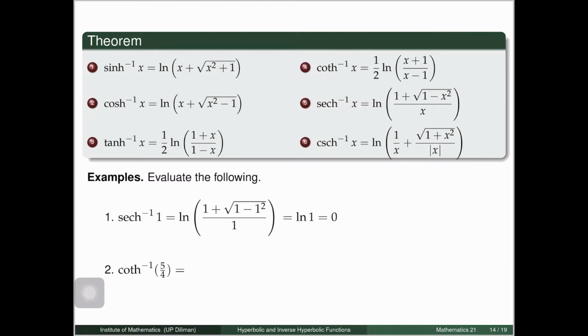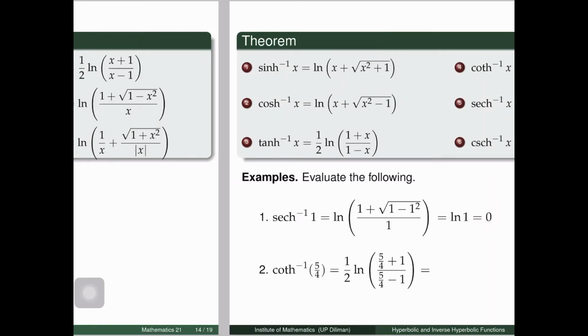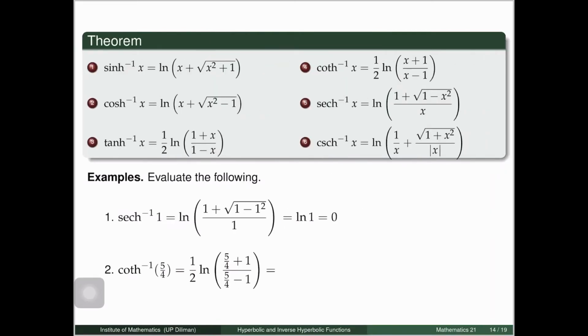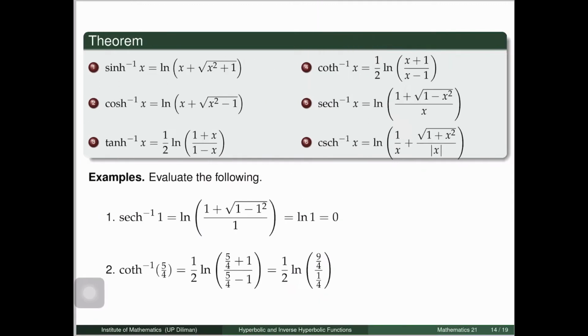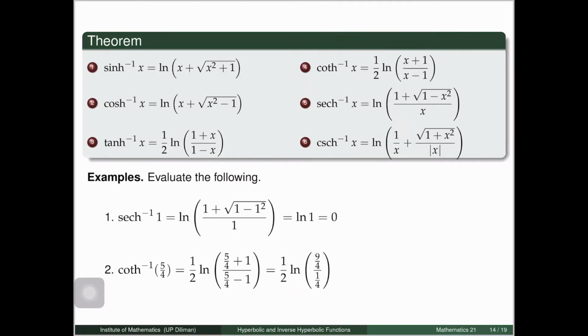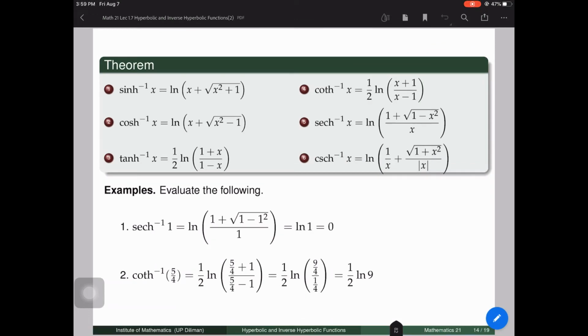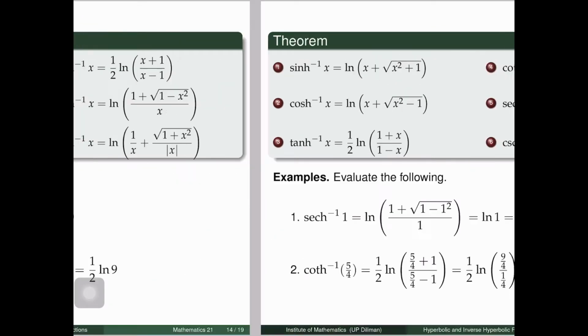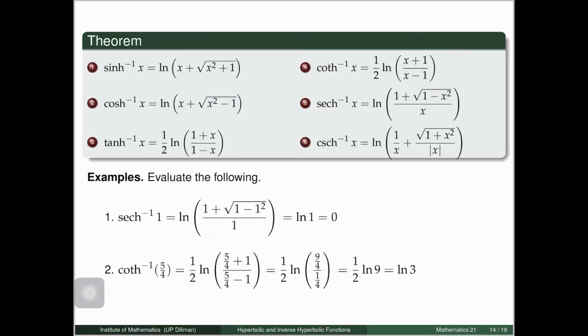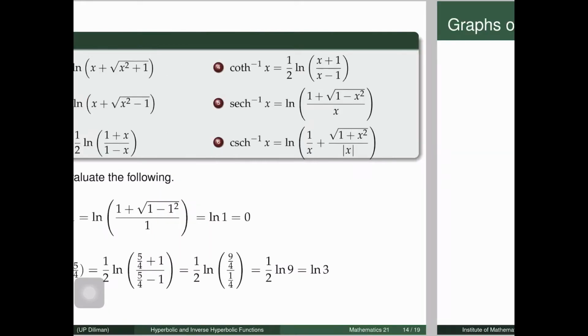So coth inverse of 5/4, we are looking at number 4 sa theorem. So 1/2 ln itong bagay na to. And then simplifying, you get 1/2 ln 9/4 over 1/4. So that is 1/2 ln 9. So simplify lang natin, that is equal to ln 3.